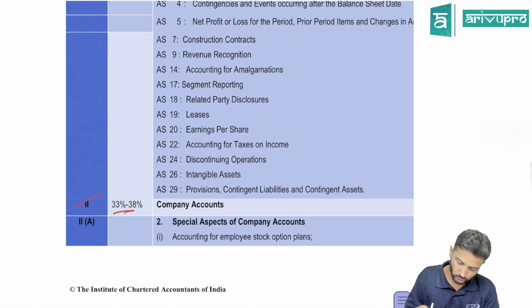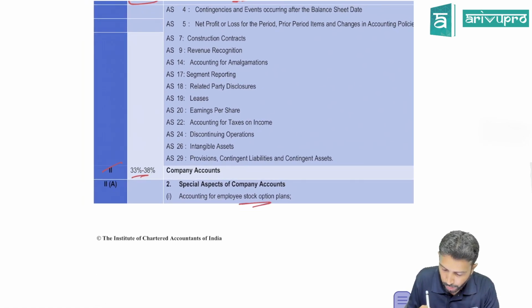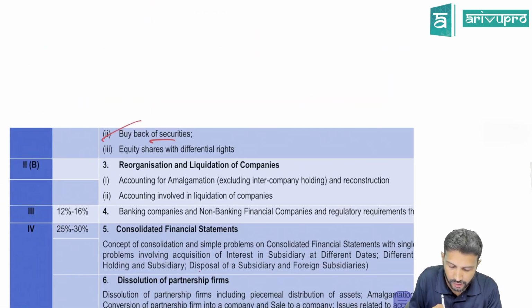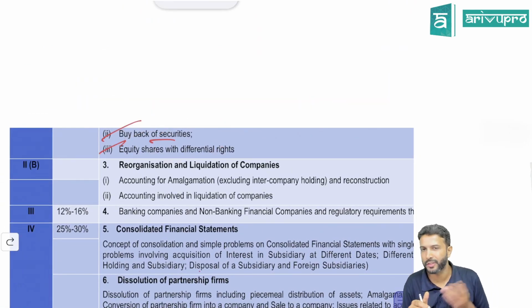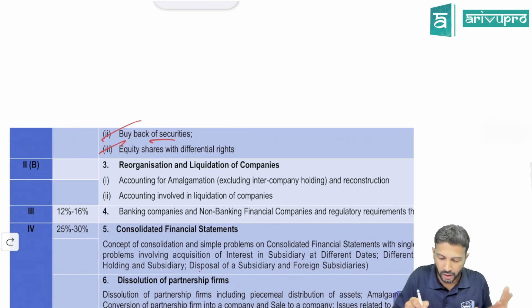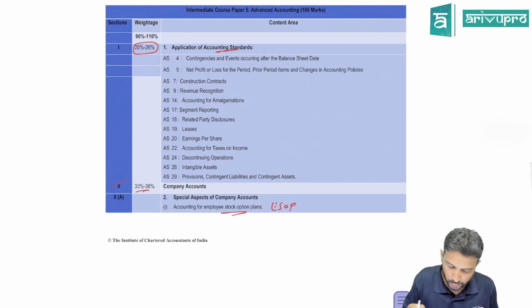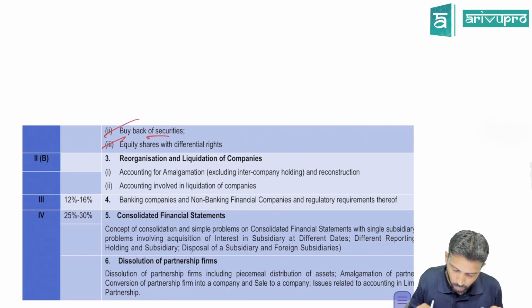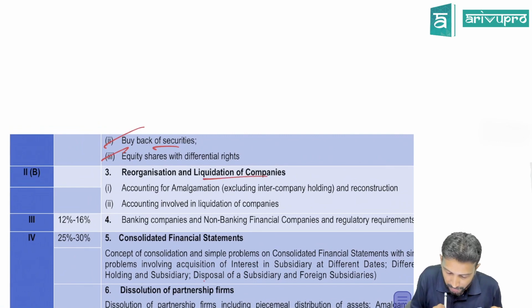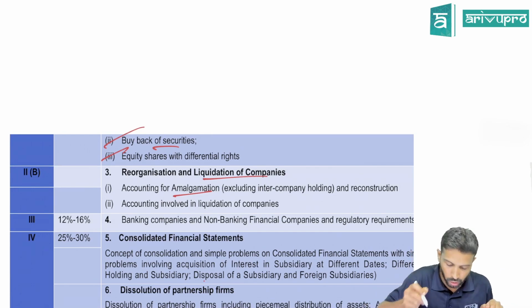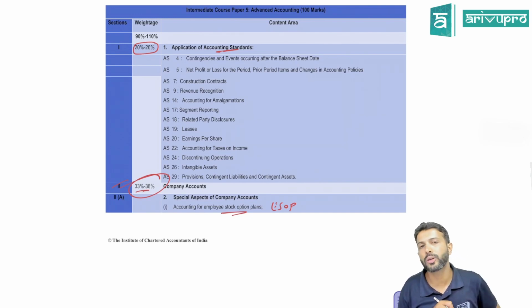Under company accounts, the topics covered are ESOP, buyback of shares, and equity shares with differential rights. So these are the things that come under the company aspect of it. In fact, some more are there: liquidation, amalgamation, buyback, ESOP. All these come under company accounts and they totally constitute how much? 33 to 38% of your total marks in your examination.